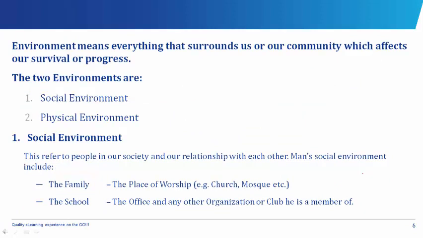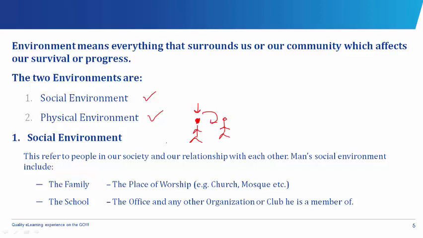So we define environment as everything that surrounds us or our community which affects our survival or progress. And we also explain the environment. There are two environments, the social environment and the physical environment. We've looked at parts of the physical environment. Now, social environment refers to the people in our society and our relationship with them. Okay? So, we don't live alone. We have people around us. So, we'll have to look at ourselves and also the relationship between individuals around us.